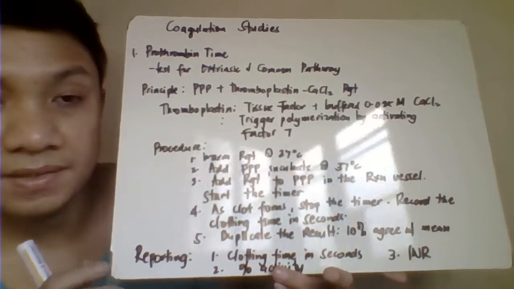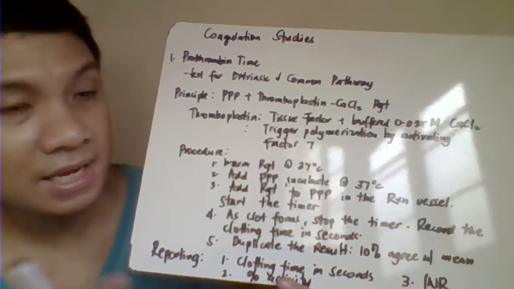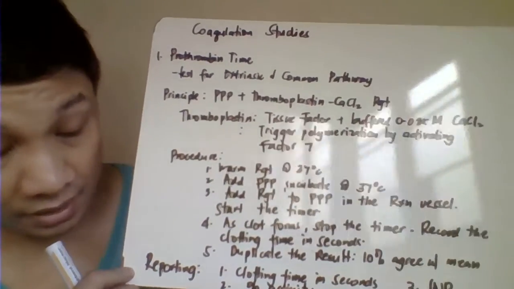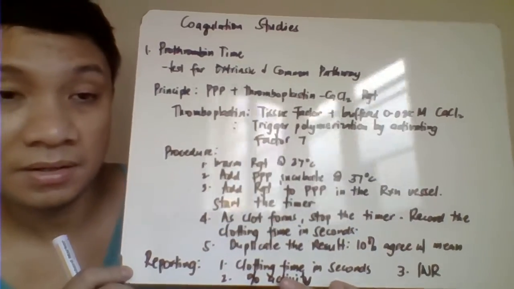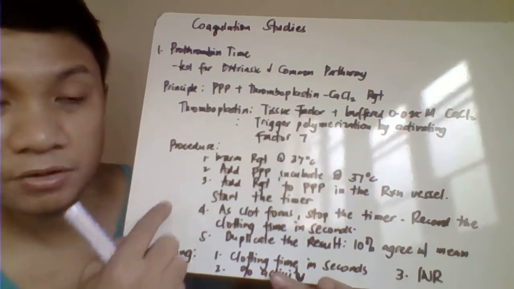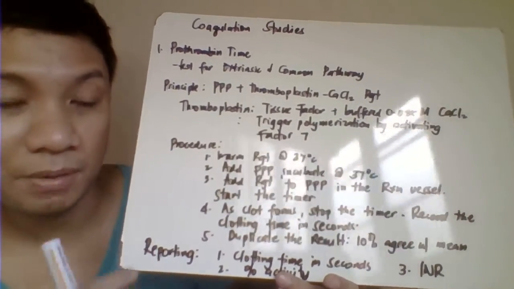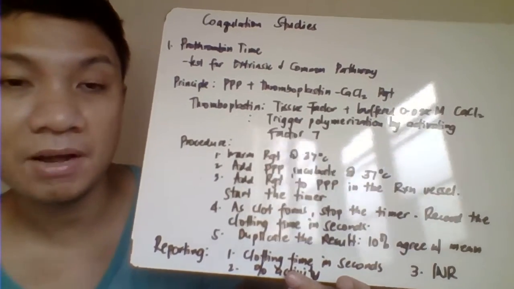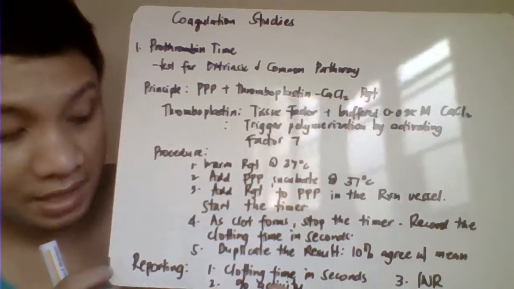Okay, so this is the manual procedure for the prothrombin time. Okay, and there are some other methods, but this is our visual manual method procedure. Although I think with automated instruments, they have a different method for that.